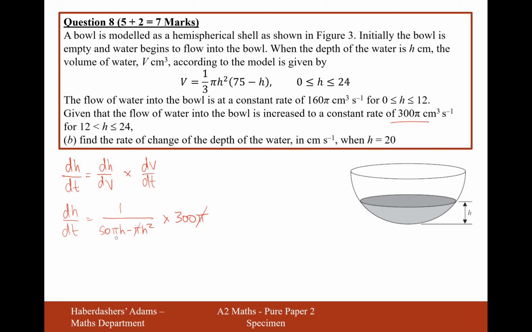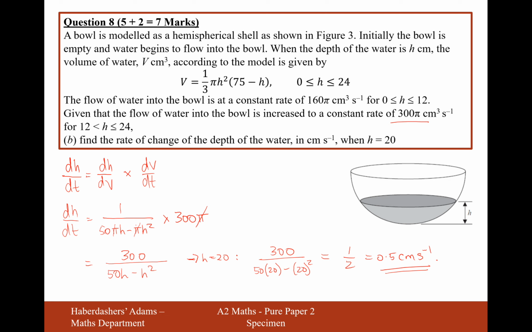So cancel out the pi's from the top and the bottom, and we end up with 300 over 50h minus h squared. We now know that h is equal to 20. So therefore 300 over 50 times 20, that would be 1000. Take away 20 squared, that's 400. So 1000 take away 400, that's 600. That's going to be 1/2, or in other words 0.5 centimeters per second is going to be the rate of change of the height when the height is equal to 20.